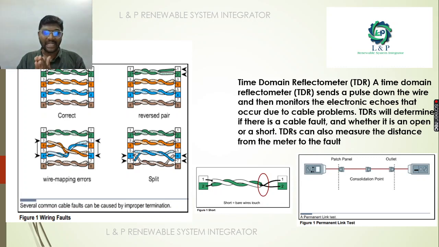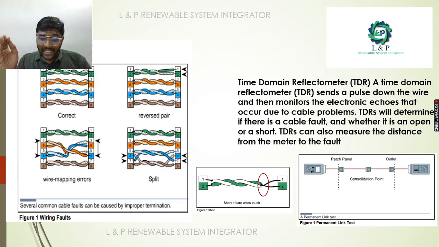It will also provide the detail. We also have common faults. See here, this is the correct way to do the termination on both ends. If it is reversed, you can find it out with the help of TDR testing. If your wires are mapped in a wrong way, you can sort that out too. If it is split, you can sort it out easily. With this test you can also find open circuit and short circuit issues.